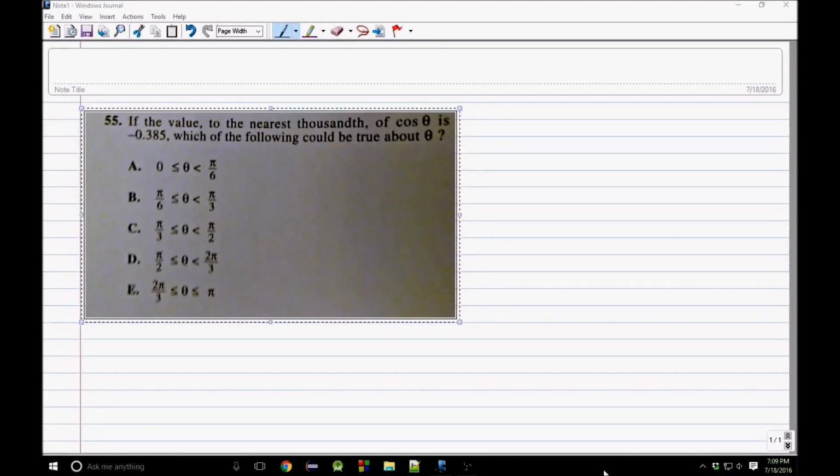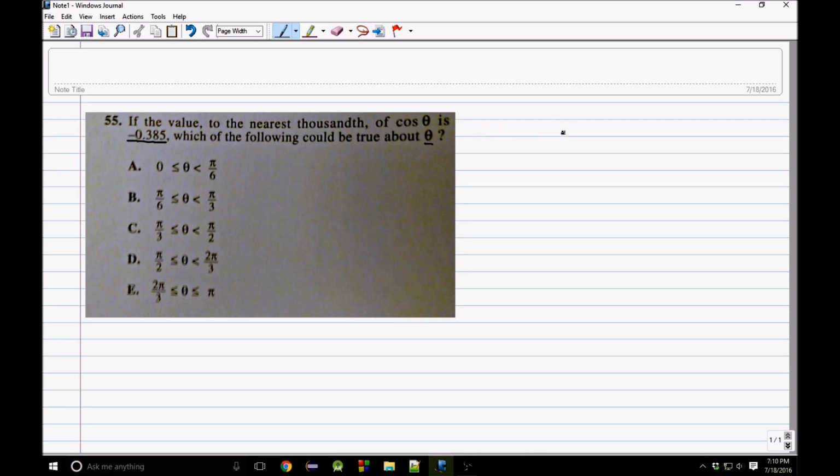Hey guys, so here's another ACT math word problem today. It could be a little tricky, so I'm going to help you guys out. It has to do with trig functions. If the value to the nearest thousandth of cosine of theta is negative 0.385, which of the following could be true about theta? Remember, it's asking for which is true about theta, the angle, not cosine of theta.